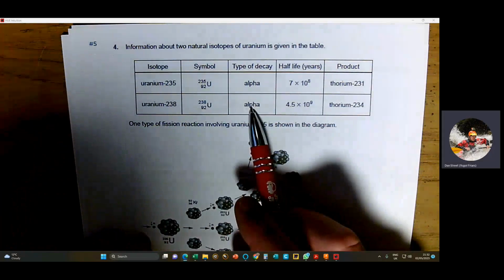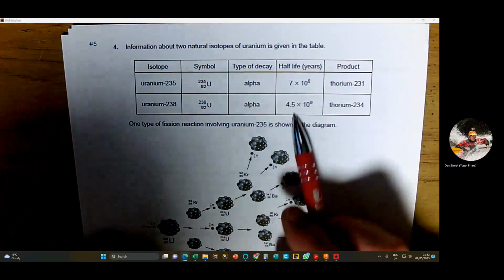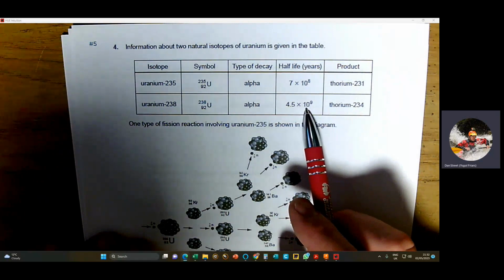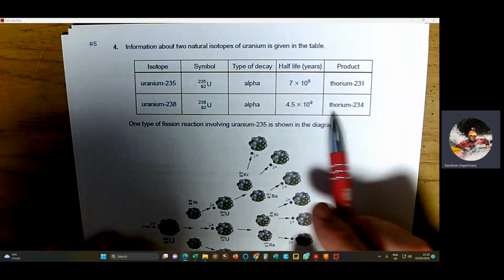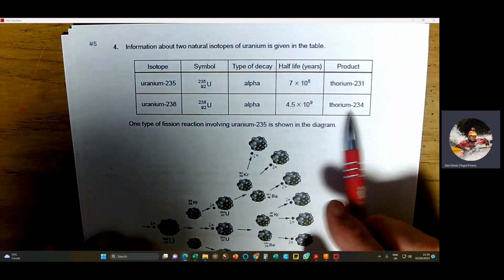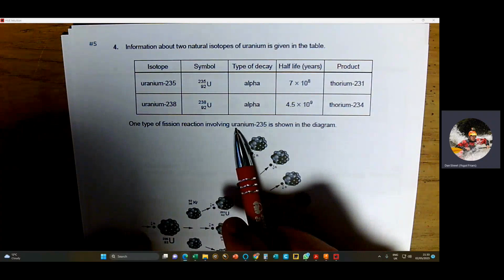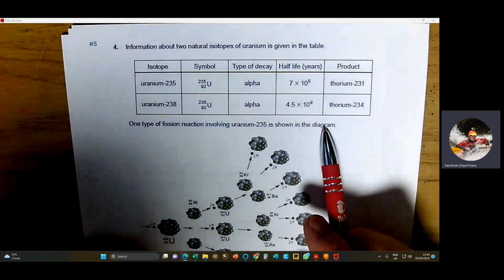Uranium-238 also undergoes alpha decay. It has a half-life of 4.5 times 10 to the 9 years, which is a long time, and it produces thorium-234. One type of fission reaction involving uranium-235 is shown in the diagram.